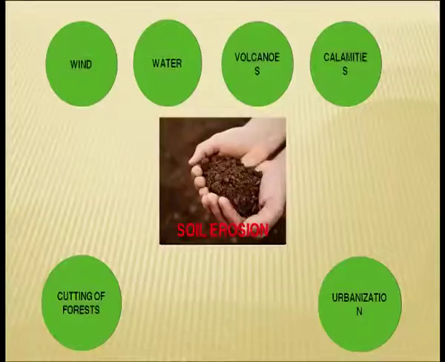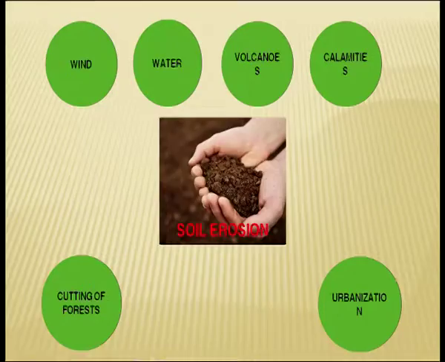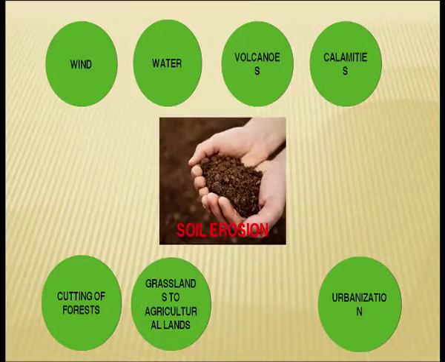Urbanization, well, they are connected. We are clearing forests to establish our cities. When we establish cities, we need roads, we need houses, we need tall buildings to accommodate our offices. For all of that, we are clearing the natural grasslands and the forests, again leading to soil erosion. We also clear a large number of grasslands to build agricultural lands there. We create farms, as we call them, and we remove the natural grasslands.